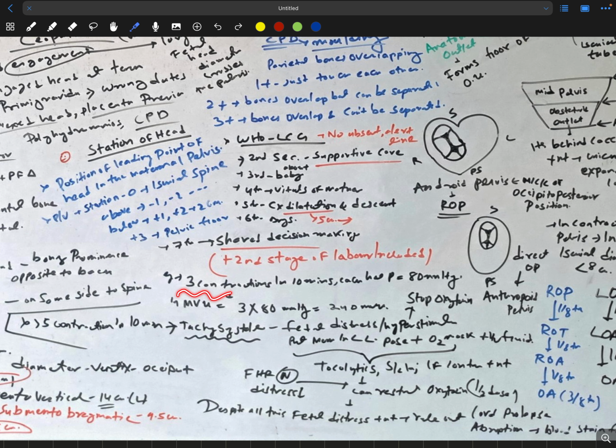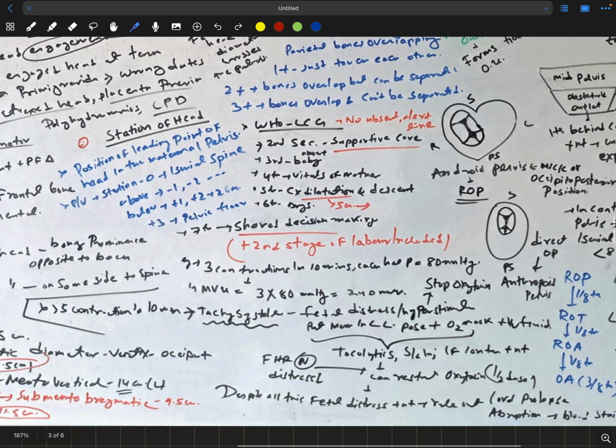So what is the Montevideo unit is an important concept. Suppose we are having 3 contractions in 10 minutes and each has a pressure of 80 mm of mercury. The Montevideo unit is the number of contractions in 10 minutes times the pressure: 3 into 80, 240 Montevideo units.